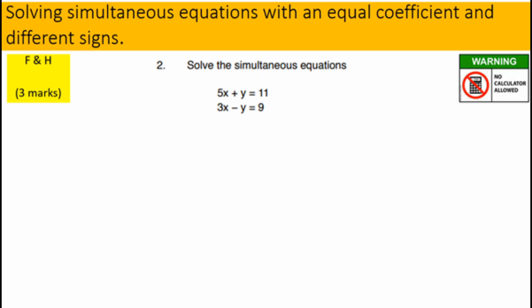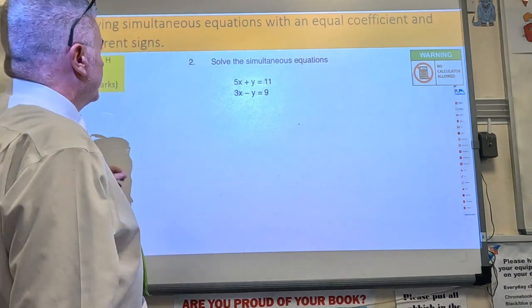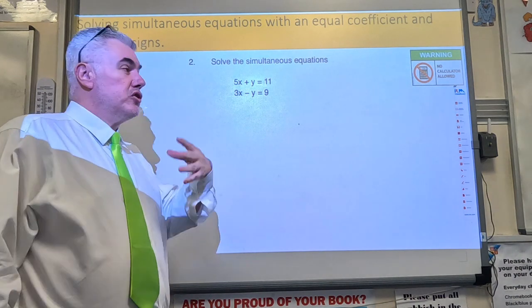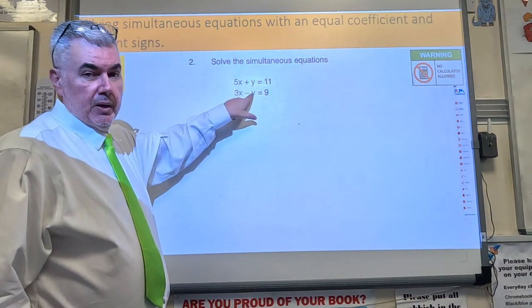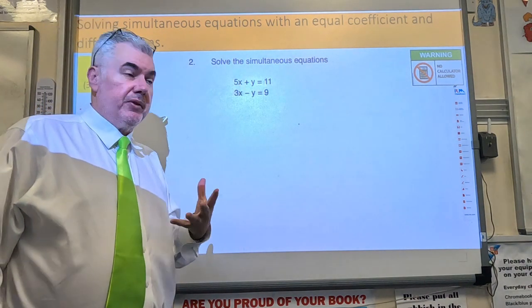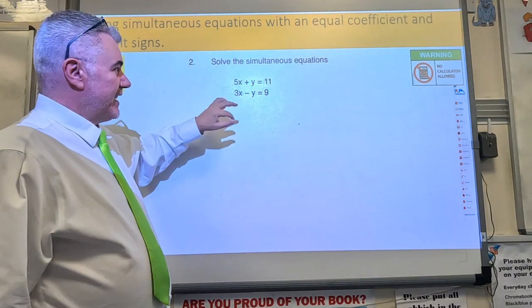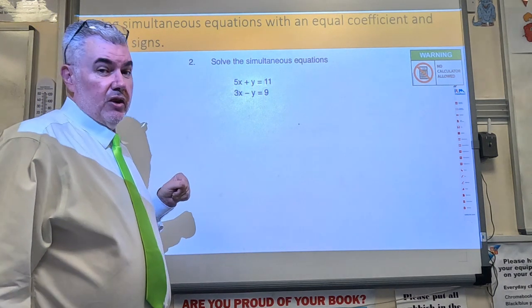Give this a go, pause the video when you're ready. So today we are looking at solving simultaneous equations with an equal coefficient. Remember, coefficient means the number before. So the coefficient of my y's are the same. There's really a number 1 there, we just don't write that in algebra. When it's 1 of something, we don't write that 1 in. But different signs, whereas yesterday's the sign was the same, today the signs are different.